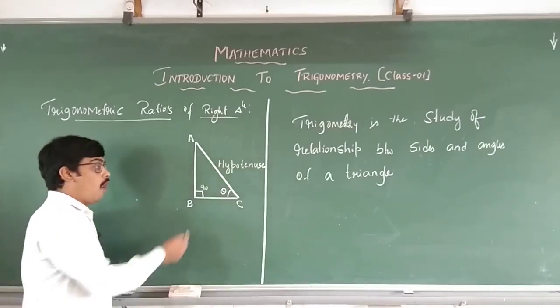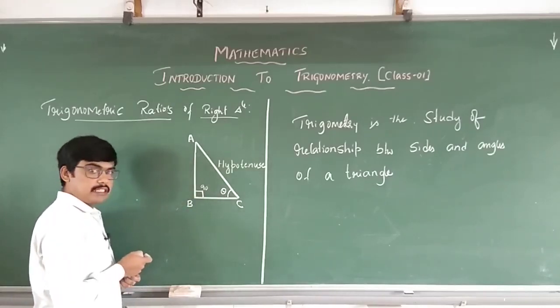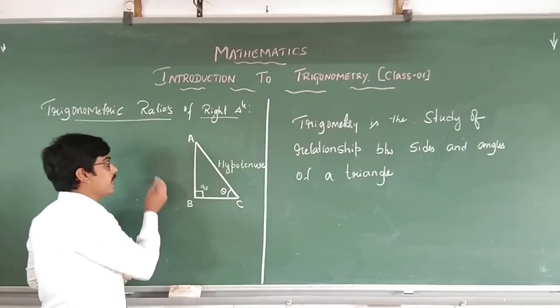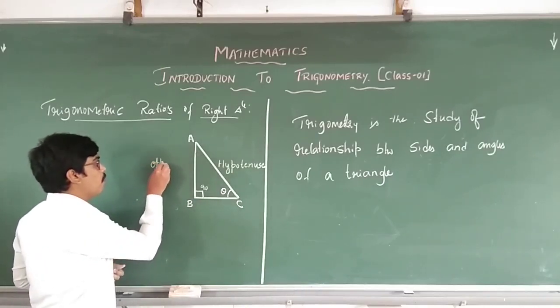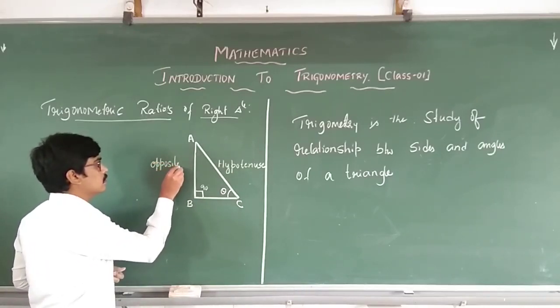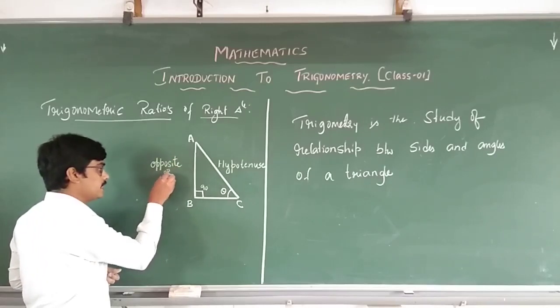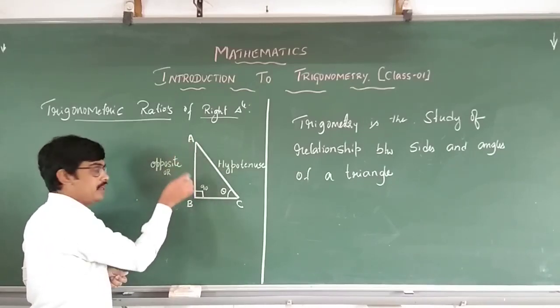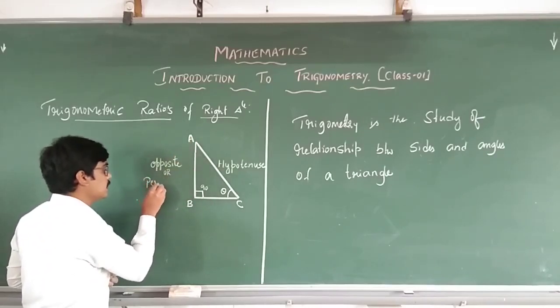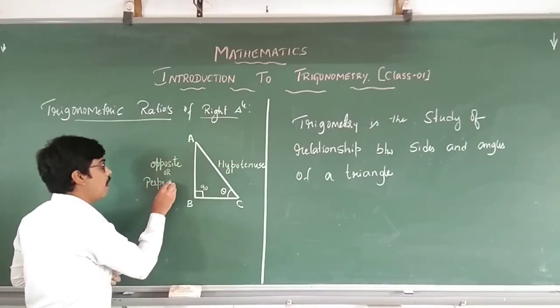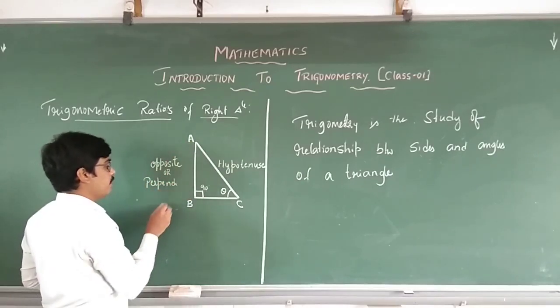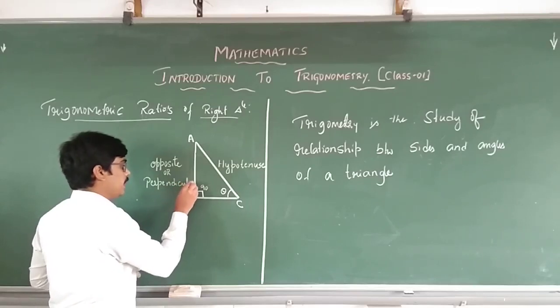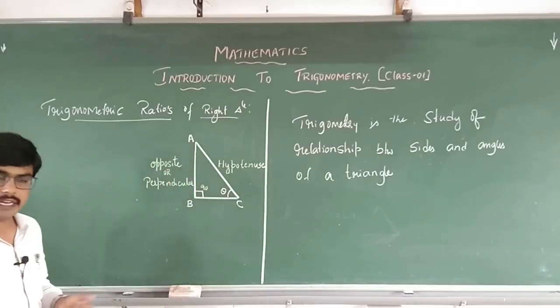The side opposite to the acute angle is called the opposite side, or else we can say this is the perpendicular. We can also say this is the perpendicular or altitude. Either perpendicular or opposite side, anything.